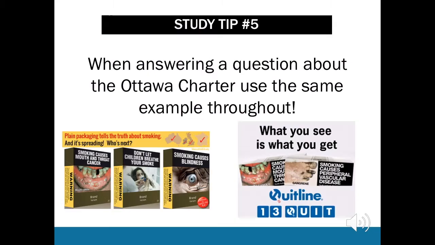And then I've got a couple more study tips before we end this session. When answering the question about the Ottawa Charter, use the same example throughout. I think it's a lot easier for you as well. Especially this question, it was asking you only for one health promotion initiative. Sometimes they might ask for more, then obviously talk about more. But if they don't specify it, just talk about one. So if you're talking about the national tobacco strategy, stick to that. If you're talking about the prevention of CVD, stick to that. All right? It also helps with the flow of your answer.